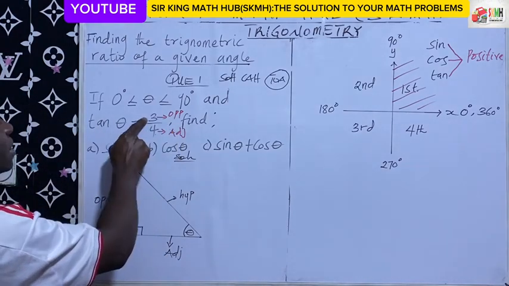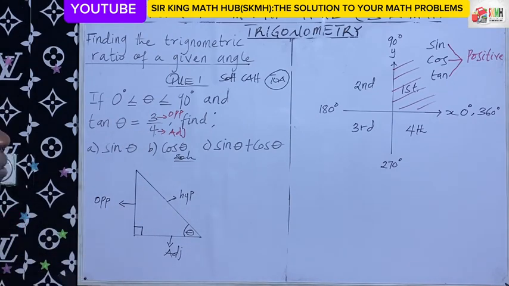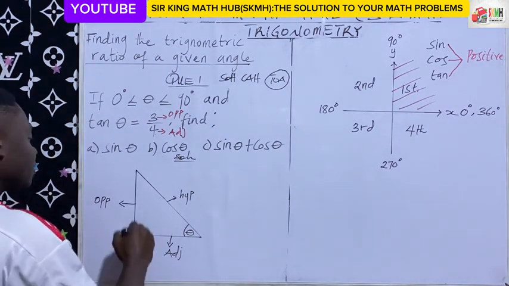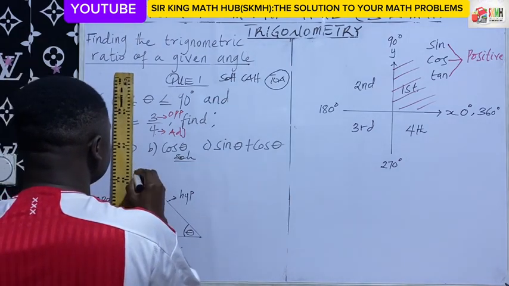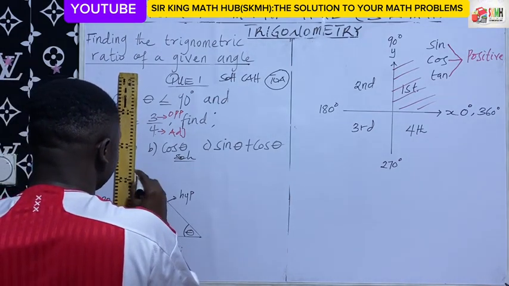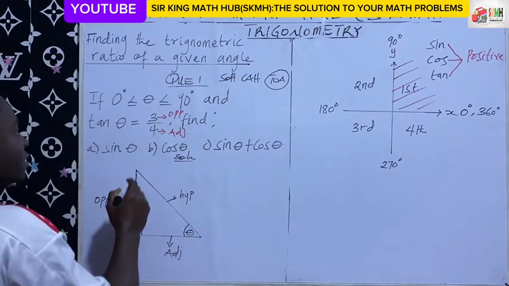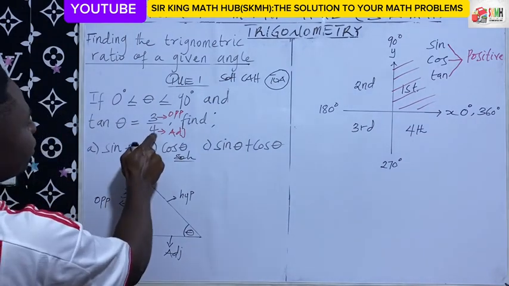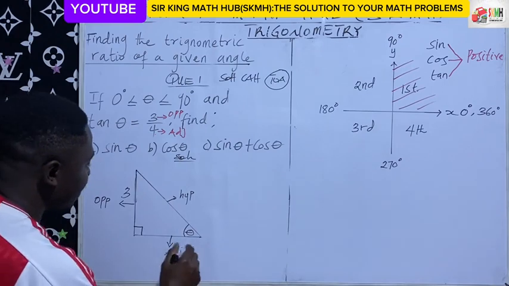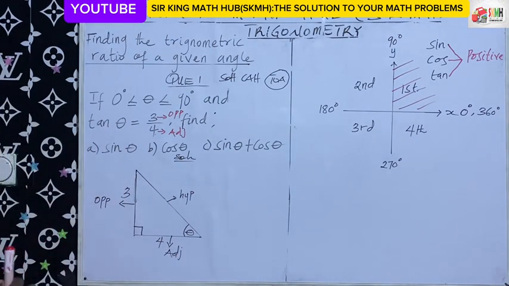So where do we place the 3 and then the 4? Around the right angle triangle. So the 3 should be placed at the opposite side, meaning that the length of this opposite measures 3 units, and then 4 here is for the adjacent. So the length of this adjacent represents 4 units. So that is what we have done.